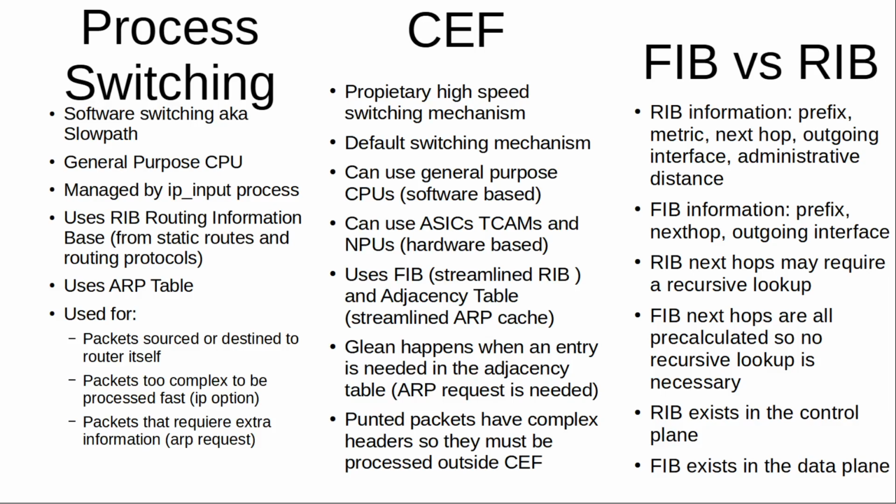I don't think so. So the RIB has next hops that may require a recursive lookup, whereas the next hops that are included in the FIB are all pre-calculated, so no recursive lookup is necessary. The RIB exists in the control plane, whereas the FIB exists in the data plane. We'll see a bit of this in the lab. That's it.